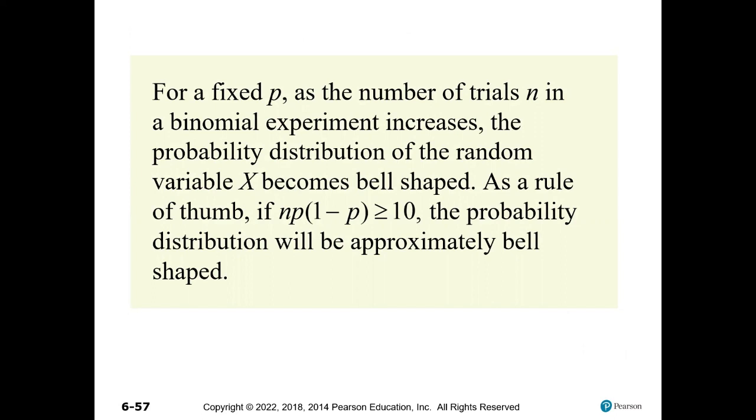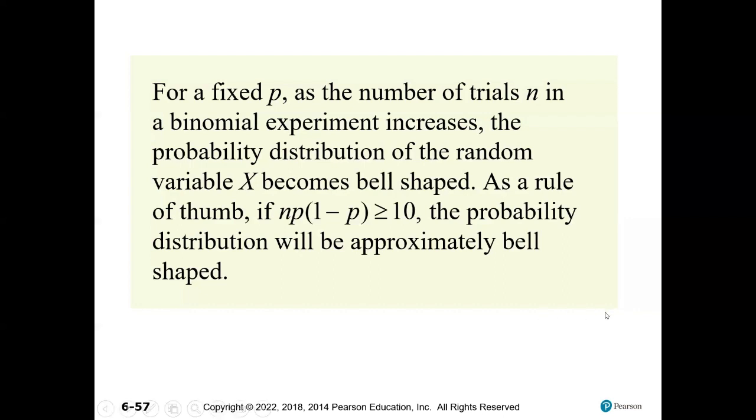As a rule of thumb, if I calculate np times 1 minus p and I get greater than or equal to 10, the probability distribution will be approximately bell-shaped. This is something we will discuss in chapter 7, because for now, this is the only way we know how to solve these. Chapter 7 talks about what the normal curve is and how we work with the normal curve and probabilities from the normal curve. And if we have enough information, we could actually use the normal curve instead of this binomial. So we are going to lead into that in chapter 7.